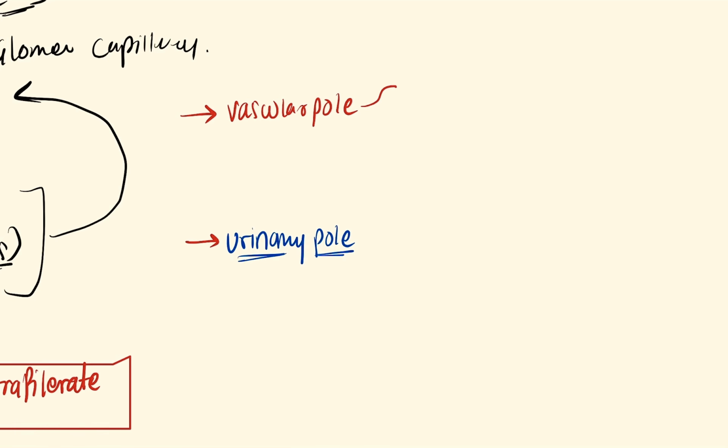The vascular pole is the place where afferent and efferent vessels enter and exit. This one enters, and this one is the one that exits. That's the common sense you need to know. And if you're talking about the urinary pole, this is where the filtration takes place, and this is where the excretory products come out from.